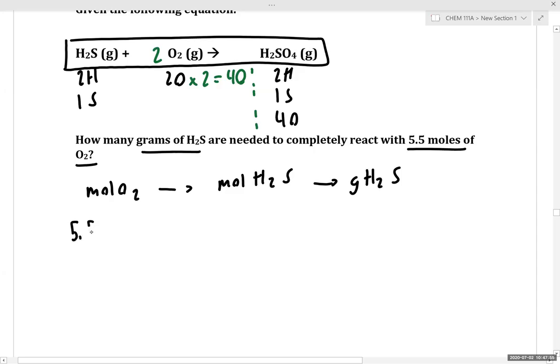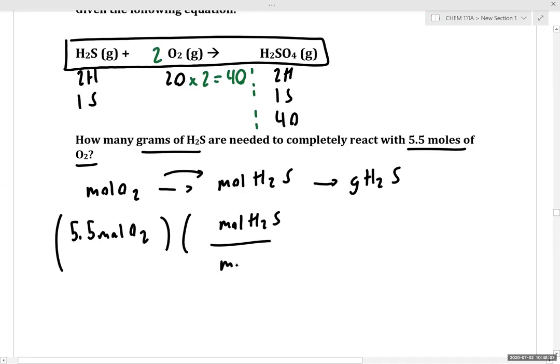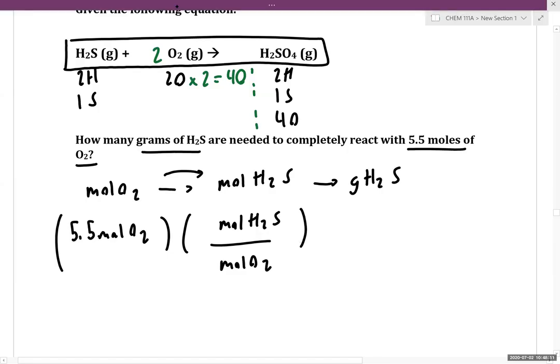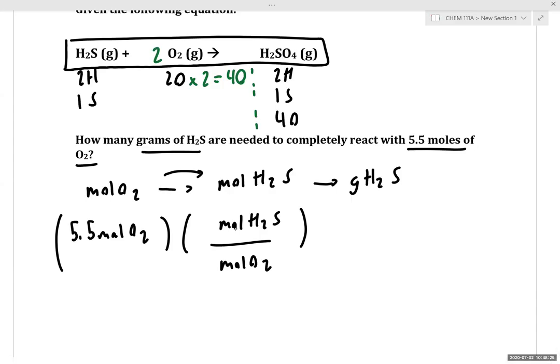So if we have 5.5 moles of oxygen, my first question, if we're going to moles of hydrogen sulfide: moles of hydrogen sulfide will be on top, moles of oxygen will be on the bottom. And how many moles of hydrogen sulfide do we need per mole of oxygen? What's our mole to mole ratio? 1 to 2, okay?